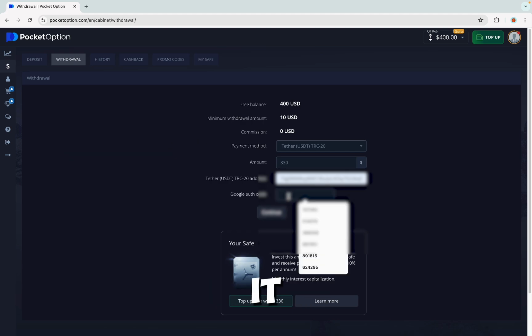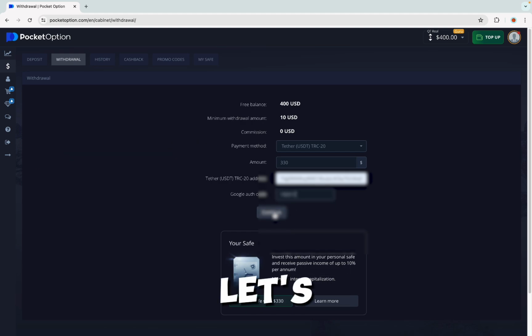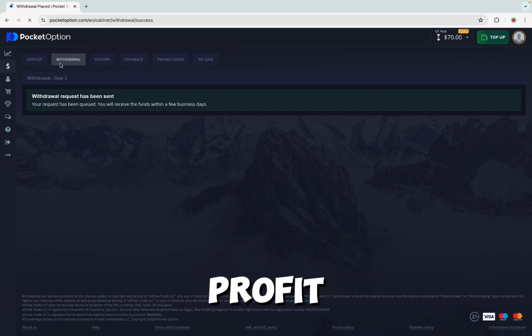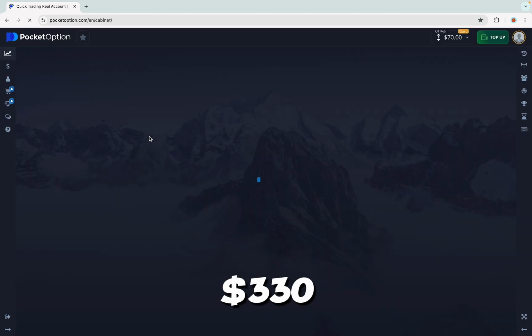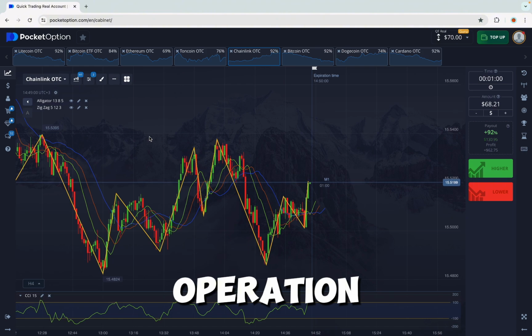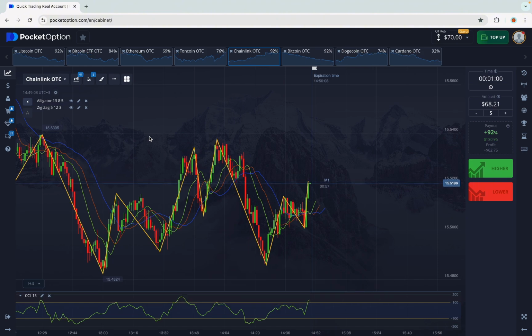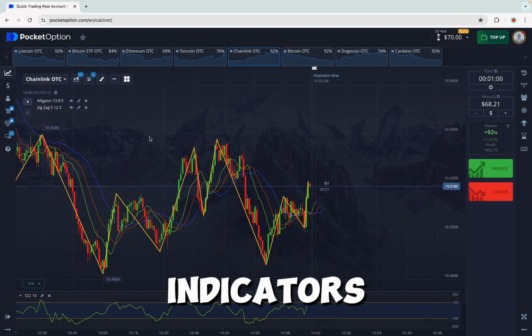And that's it. That's probably all. Let's fix today's profit and move to the conclusion. The amount of today's profit will be $330. The withdrawal operation is successfully executed. This is how trading today turned out, with the use of this bunch of indicators.